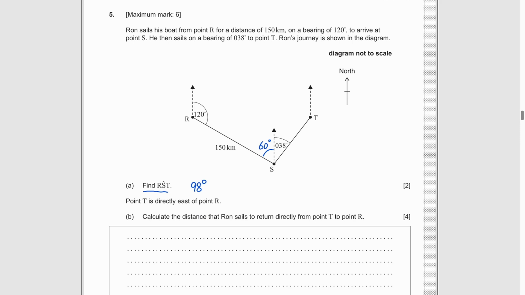Next, we are told that point T is directly east of point R. So, we can draw a horizontal line connecting R and T. Then, we can easily find that this angle is 30 degrees, and this one is 52 degrees. With these angles, we can apply the sine rule to find the length of RT.